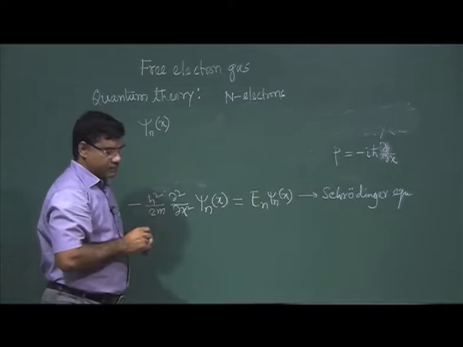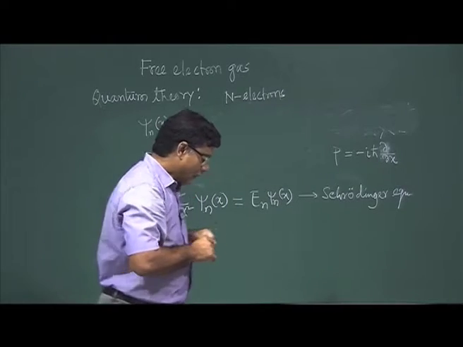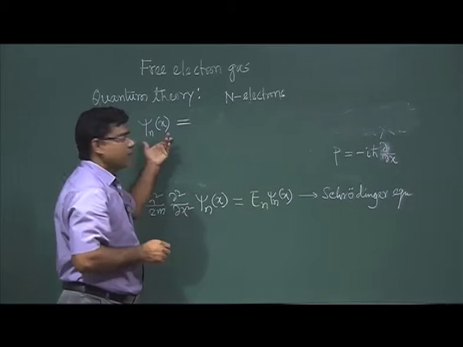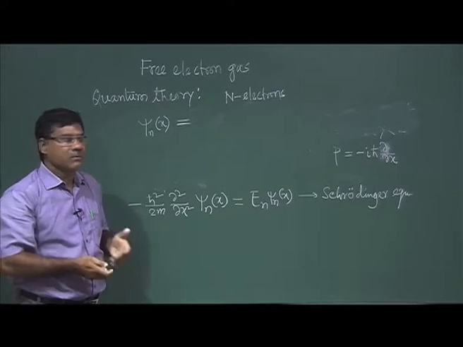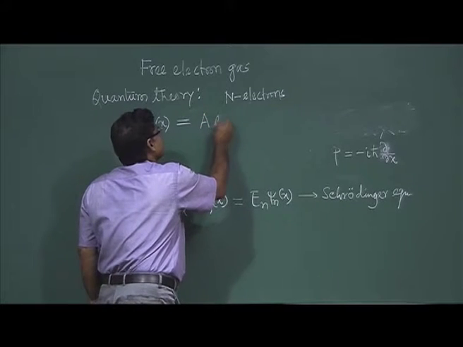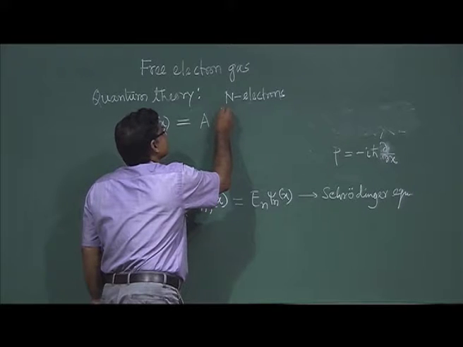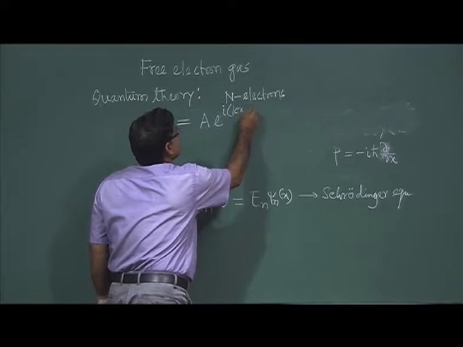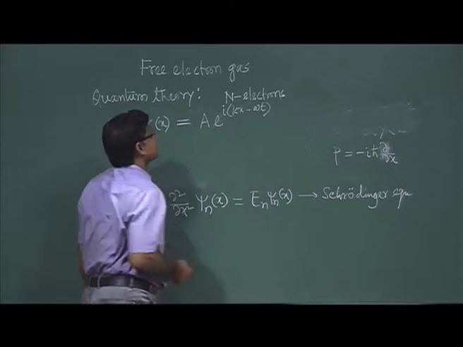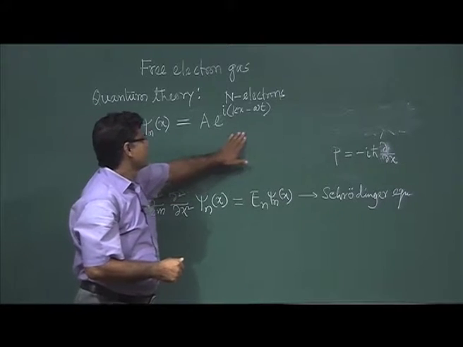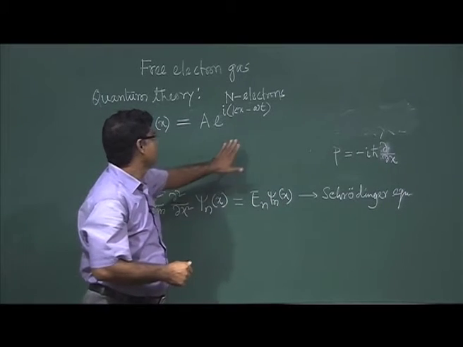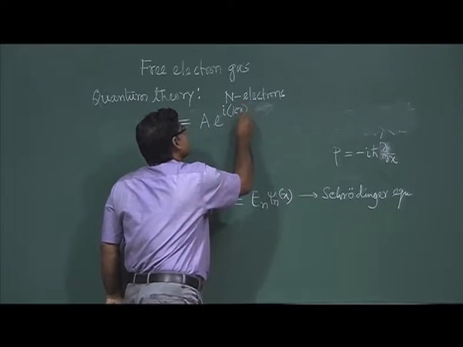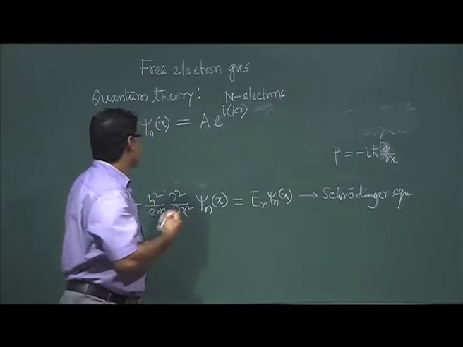one can just consider. Generally, the wave solution, you know, is in this form: A e to the power i(kx minus omega t), right. In our case it is not a function of time, so we do not need this part. So it is really in this form.